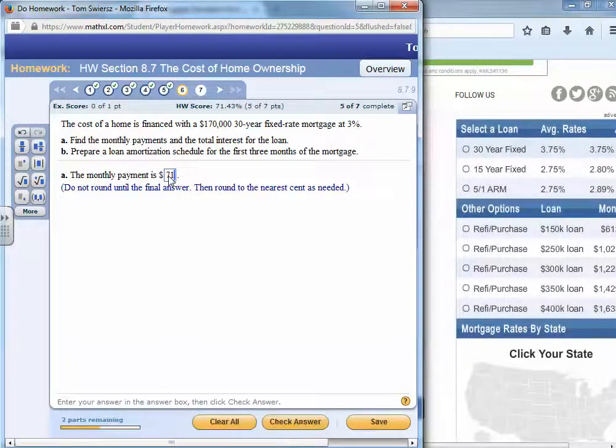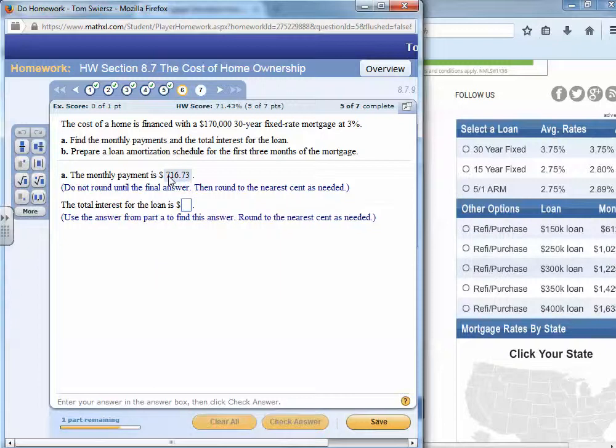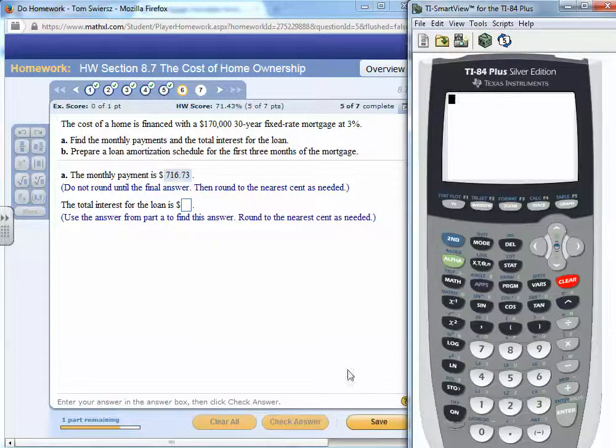So $716.73, and that is correct. All right, now the total interest paid for the loan. What we're going to do is find out how much they paid from all these payments and then subtract the amount of the mortgage to see what's extra, which will be equivalent to the total interest. So now we use the answer from Part A to find this answer.